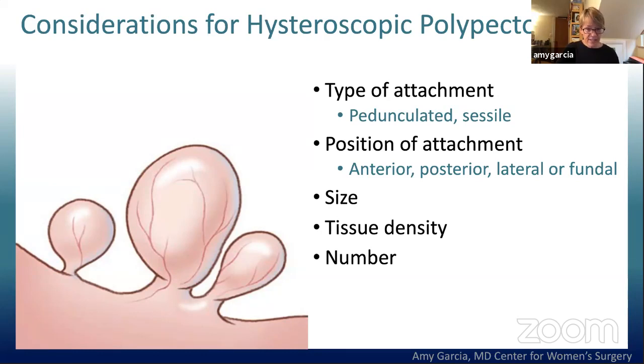The tissue density, there's a very wide range of tissue densities. I had a polyp once that came back as osseous calcification, literally bone. Some are very soft, some are fragile. So it will make a difference in removal. And then how many do you have to get out?